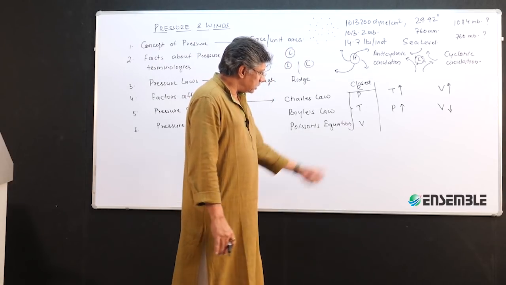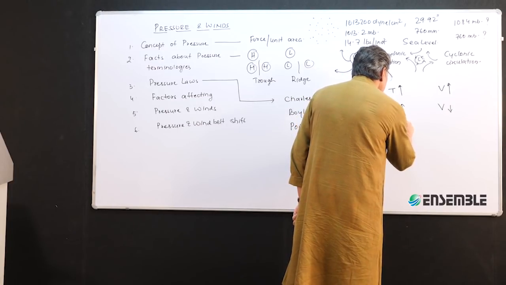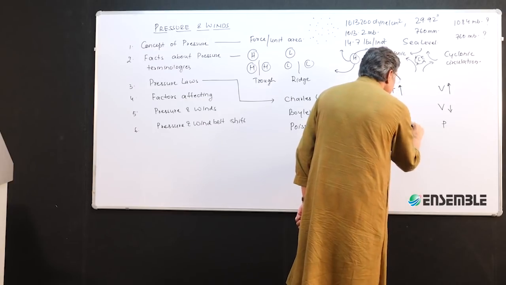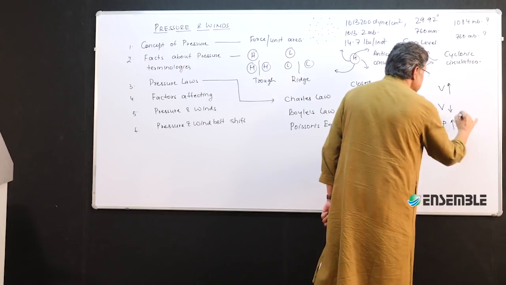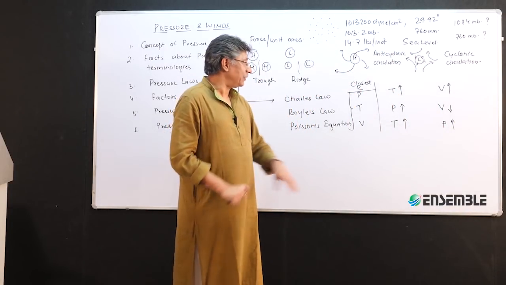Poisson's equation is about the interplay, again in this case, of temperature and pressure. So any increase in temperature will bring about an increase in pressure. Now this is what exactly requires to be understood much better.